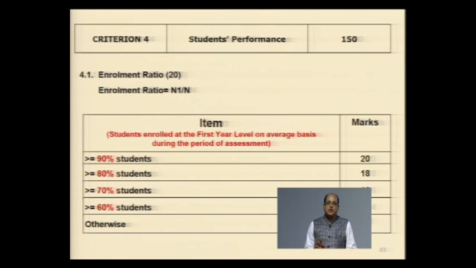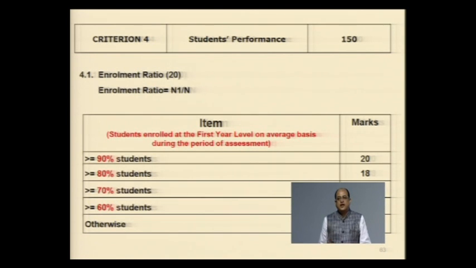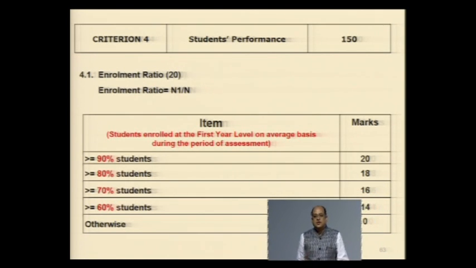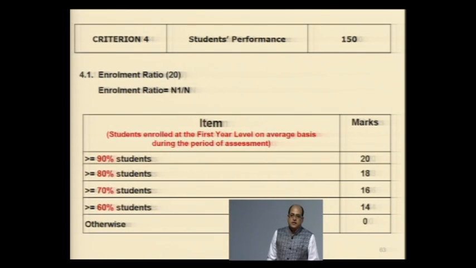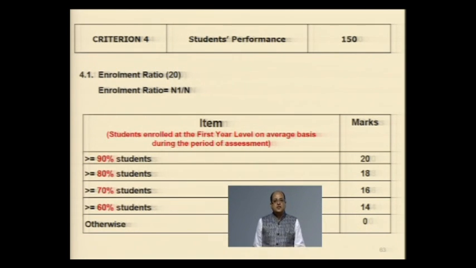The first criterion is enrollment ratio. As I said, student information in terms of numbers as well as the quality of intake is sought in the new SAR. So this is in terms of numbers. This is the admissions at first year level. Again, I am making it clear, not including the lateral entry admissions, which typically are 20%. It is only at the first year level, the average of students admitted in the last 3 years.